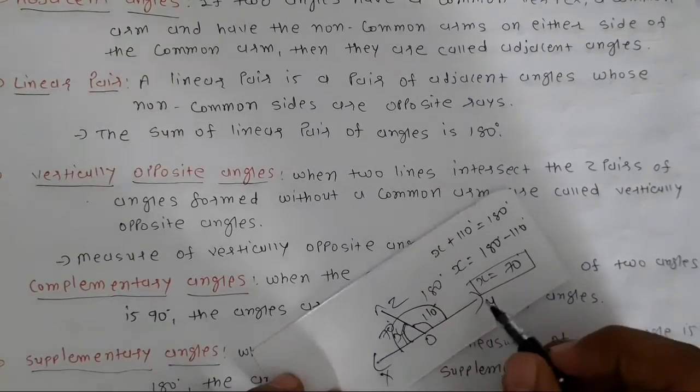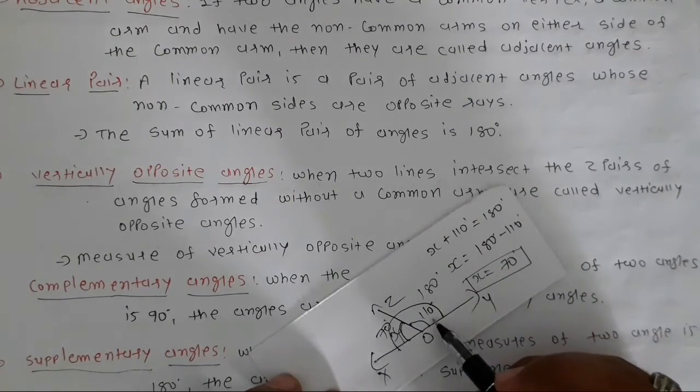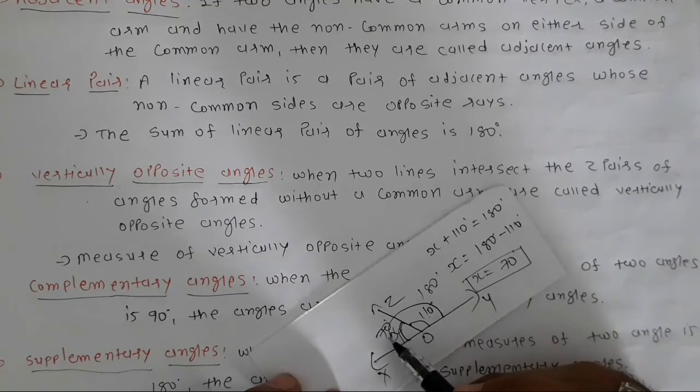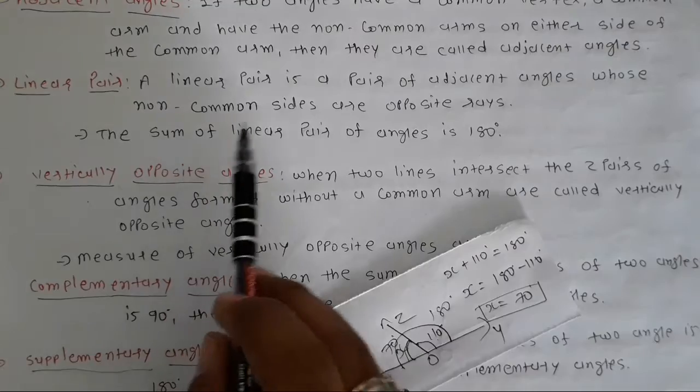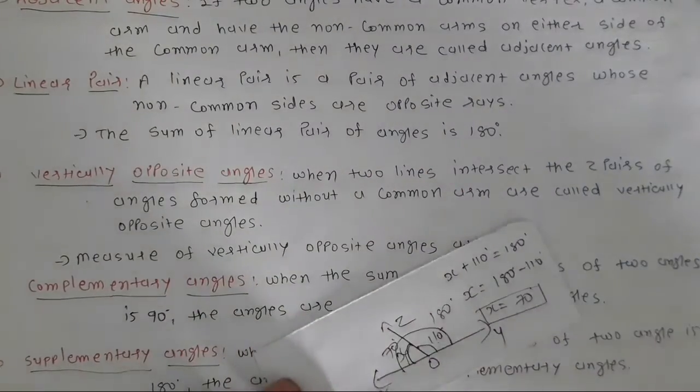Always, an angle is measured in degrees. Here we can check 110 plus 70, so the answer is 180 degrees. So as given, the sum of a linear pair of angles is 180 degrees.